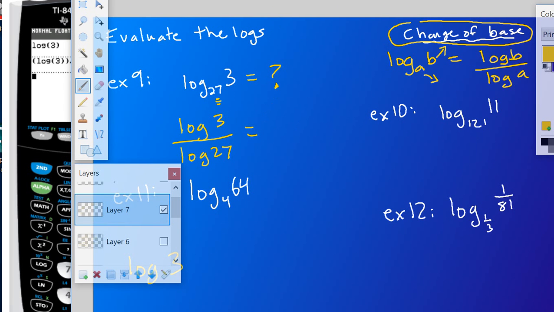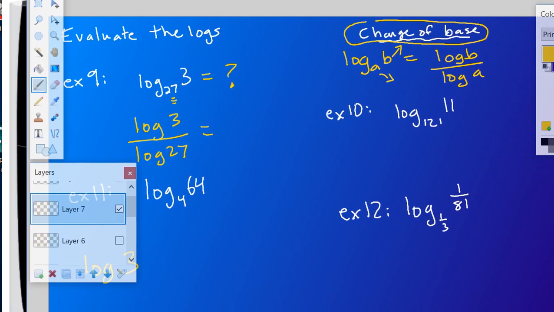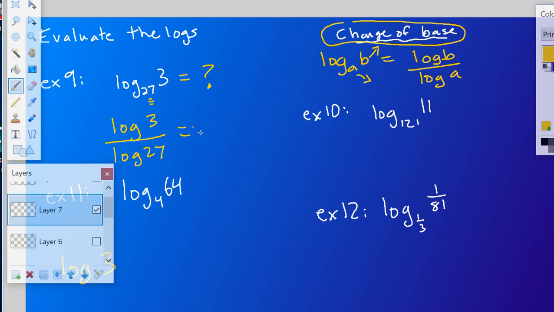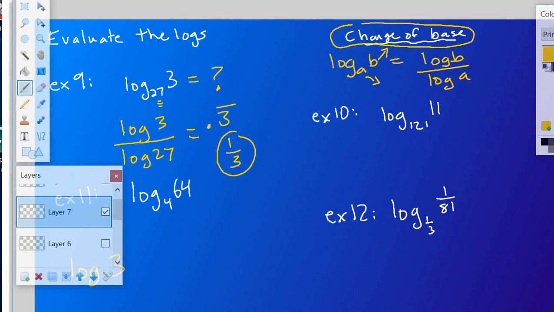I could write this as 0.3 repeated, which is something that I could write as 1/3. So I'm going to write 1/3 right there.